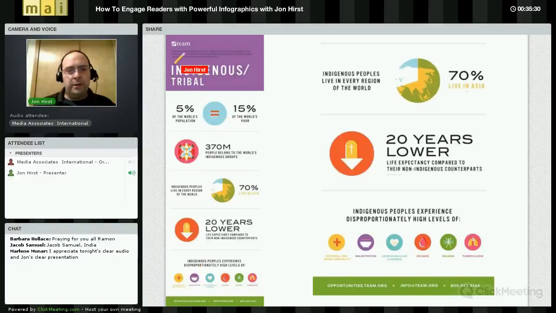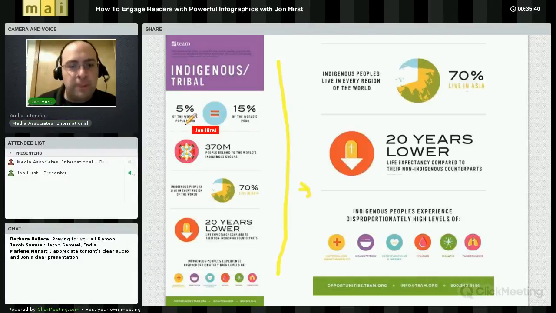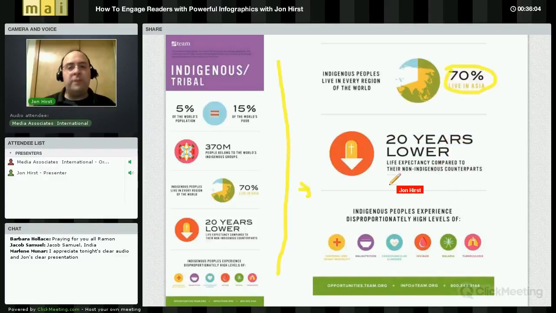Over here on this side is the full infographic, and then on this side are some pieces of it that I've pulled out. So for instance, it says that 5% of the world's population is tribal, but it represents 15% of the world's poor. And so it's a disproportionate amount of very poor people. And then indigenous people live in every region of the world, with 70% living in Asia. That really jumps out at people. And then 20 years lower life expectancy for people from tribal backgrounds.